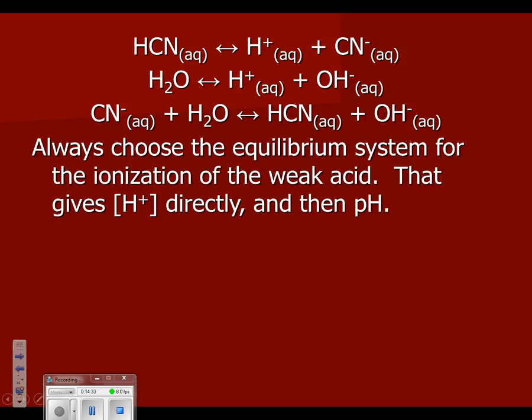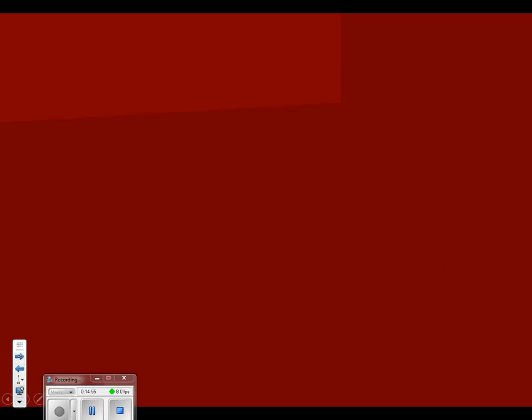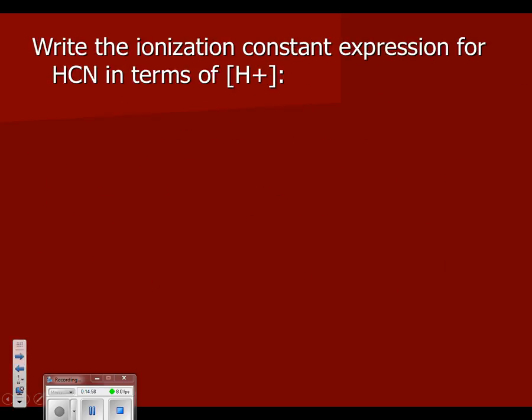So you want to choose the equilibrium system for the ionization of the weak acid. That gives the H+ directly, and then the pH. The ionization of water can be ignored since the concentrations of H+ and OH- are negligible compared to the same concentrations in the buffer system. They're usually 10 to the minus 7. Okay, so if there's 10 to the minus 7, as long as my buffer system has more moles than that, we're good. They can be ignored. For the self-ionization of water, yes, but not in the others.